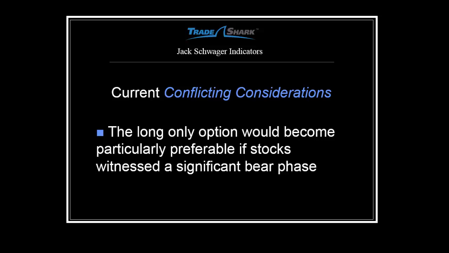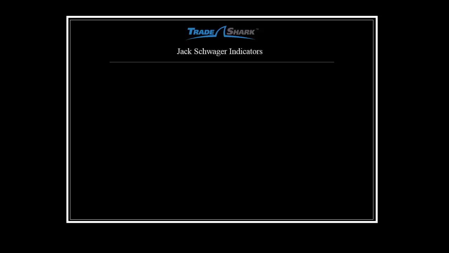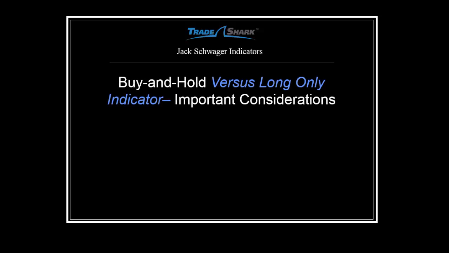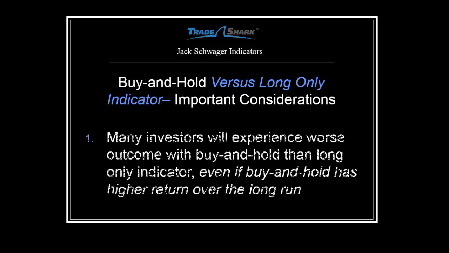One question to consider is, given the tendency for stocks on balance to witness a strong secular uptrend over long periods of time, would it perhaps not be better to simply use a buy and hold strategy in stocks rather than a long-only indicator to trade stocks? Well, there are two important considerations in answer to this question. First, many investors will experience worse outcomes with buy and hold than a long-only indicator, even if buy and hold has a higher return over the long run.